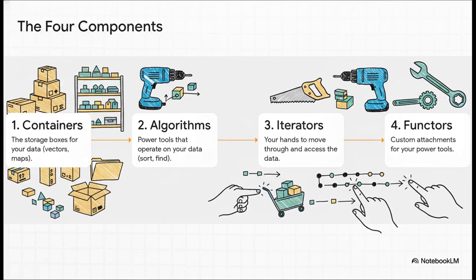Okay, so first, we've got containers. These are like the storage boxes where you keep all your data. Next, you have algorithms. Think of these as the power tools, like your drills and saws, that do things like sort and search through that data. Then you have iterators, which act like your hands, letting you move through the containers and grab the data you need. And finally, you have functors, which are kind of like custom attachments for your power tools. Now, all 4 are super important, but today we're going to zero in on containers because they are the foundation you'll be building on most of the time.